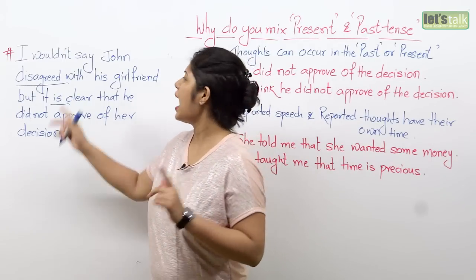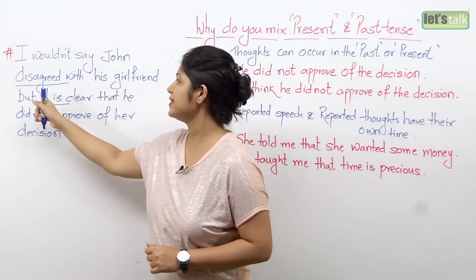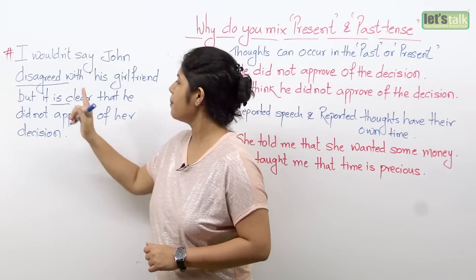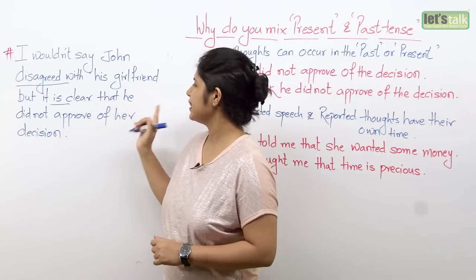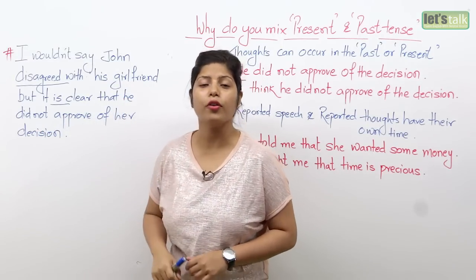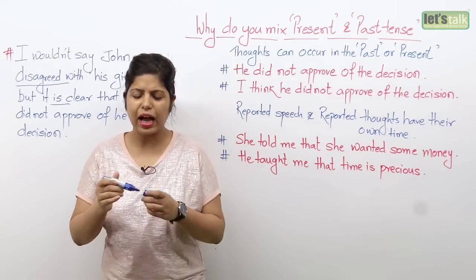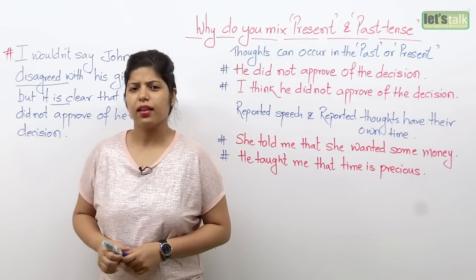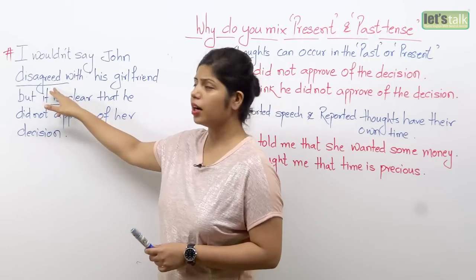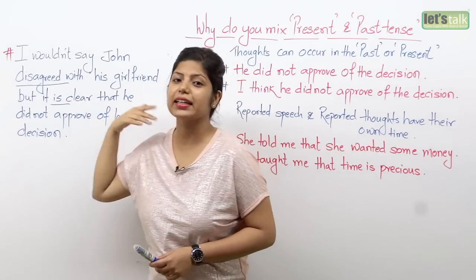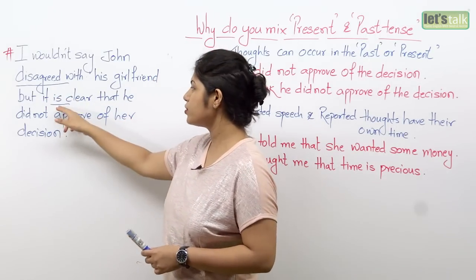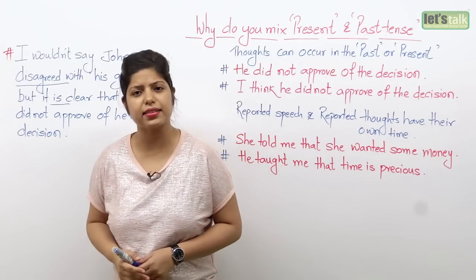It says, I wouldn't say John disagreed with his girlfriend, but it is clear that he did not approve of her decision. Now, if you look at this sentence, it has a verb in the past tense, which is disagreed, okay? It also has a verb in the present tense.